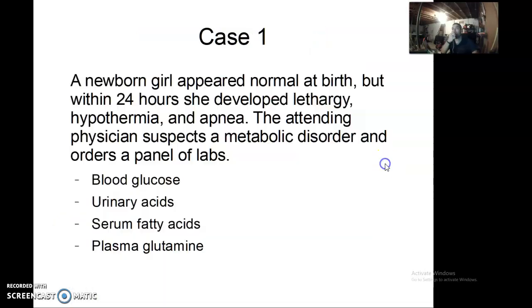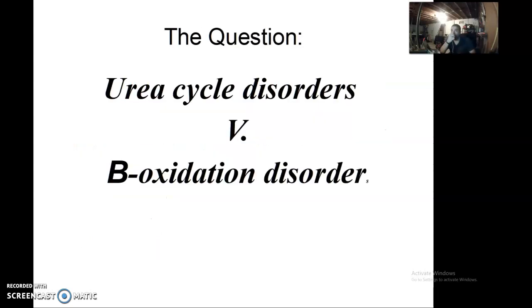to case number 1. This is a newborn girl, appears normal at birth, but within 24 hours, she develops lethargy, hypothermia, and apnea. Her physician orders a panel of labs, and he suspects a metabolic disorder. Blood glucose, urinary acid, serum fatty acid, and plasma glutamine come back, and we move on to our first question.